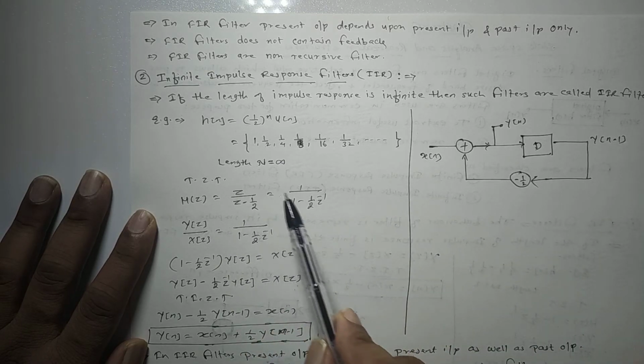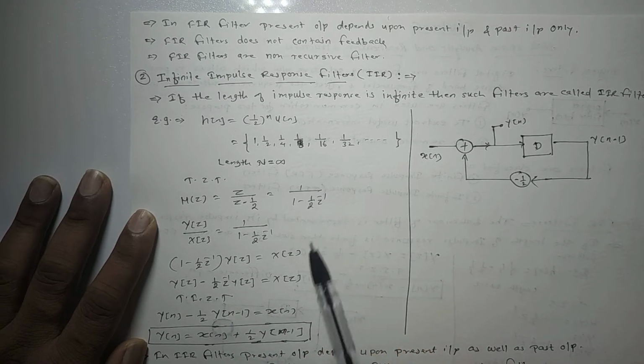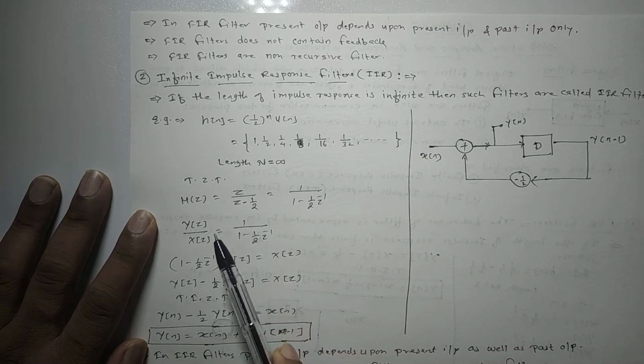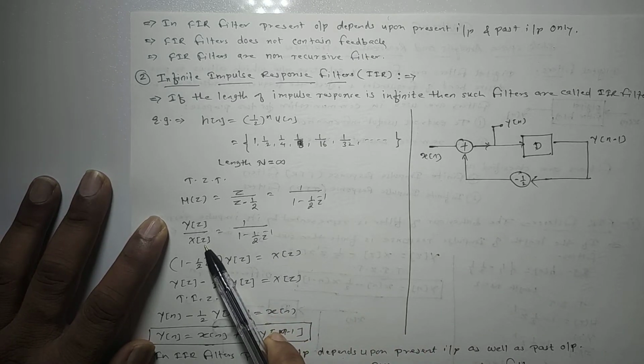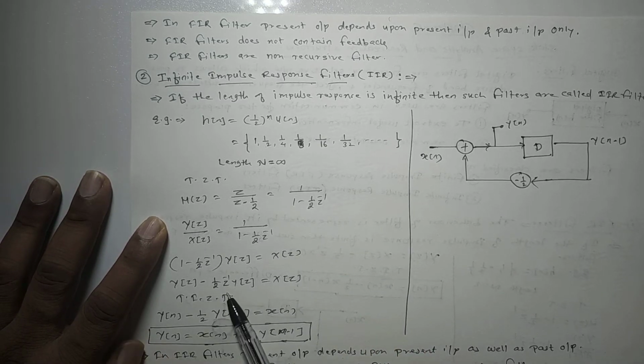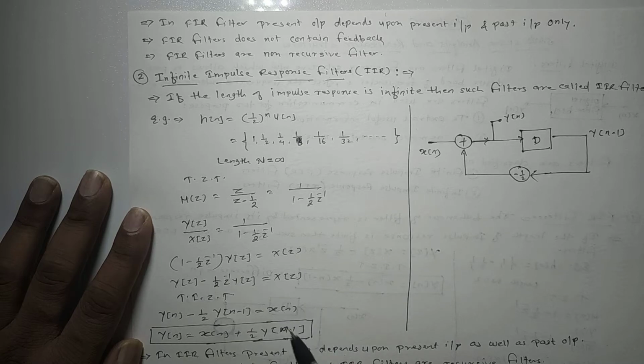ओके, अभी इसको negative power series of z में convert कर लिया, तो 1 upon 1 minus half z raised to minus 1, numerator और denominator को z से divide किया, तो ये ऐसा convert हो गया, isn't it? Then H of z is Y of z upon X of z, cross multiplication किया, and then we'll take the inverse Z transform. We are getting y of n minus half y of n minus 1 is equal to x of n, and this is a difference equation.